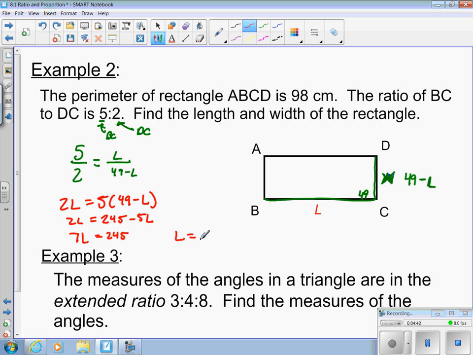7 goes into 21 3 times. I'm left with 3 left. Bring down the 5, 35. 7 goes into 35 5 times. So we come up with a length of L of 35. And then that means we're going to put 35 in for L here, and we get 49 minus 35, and we get DC is 14. BC is 35. Okay, that's the length and width of that rectangle.